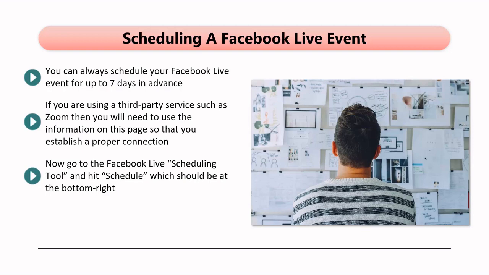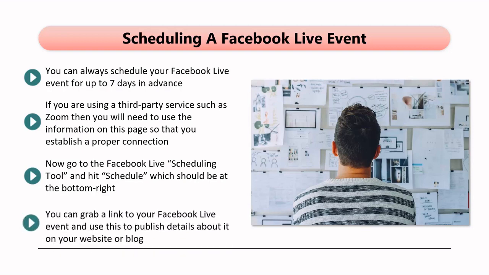Apart from giving you more time to promote your Facebook Live event, scheduling will create a lobby where people that join your event 3 minutes before it starts can interact with each other. You can grab a link to your Facebook Live event and use this to publish details about it on your website or blog. If you have an email list, then you can send out emails with the link included to drive more viewers. People can ask for a reminder and then receive a notification a few minutes before your event is scheduled to go live.